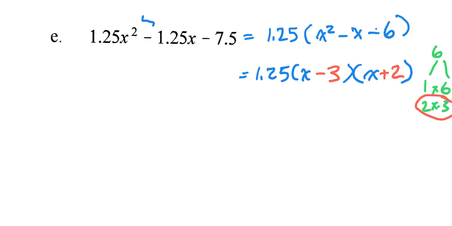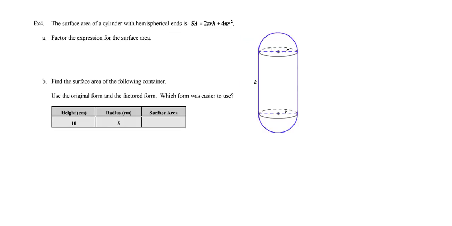And we're done. So for this problem, it's asking us to take a look at the surface area of a cylinder with hemispherical ends, right? The term hemisphere means we have a half circle, okay? As you can tell, on the top of the cylinder and the bottom of the cylinder, both are half circles. Make that half spheres.